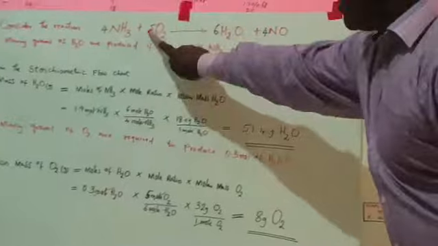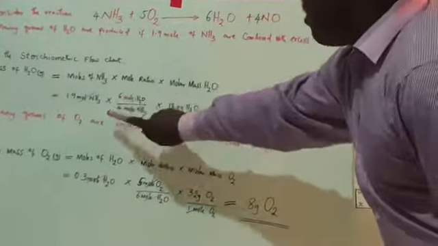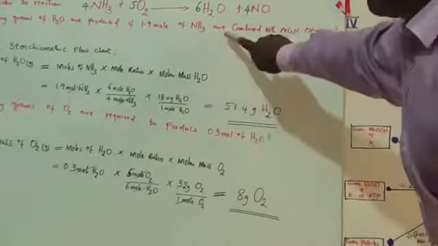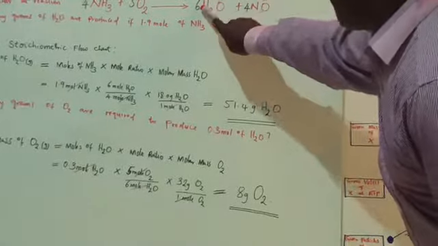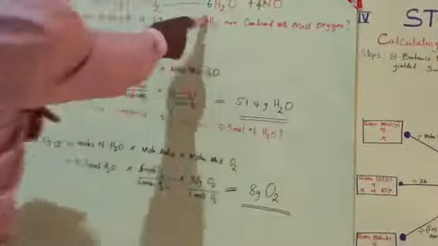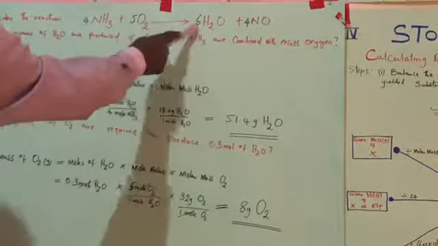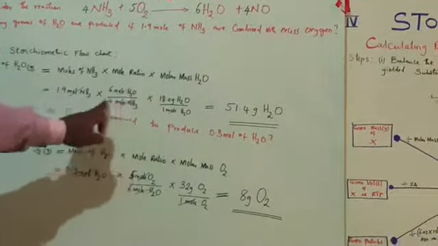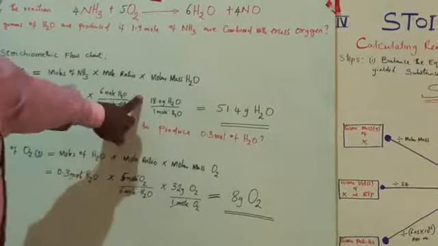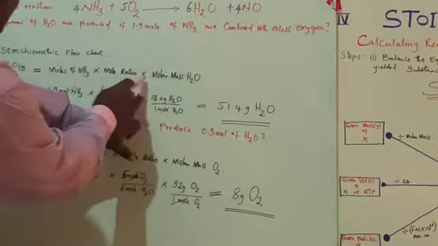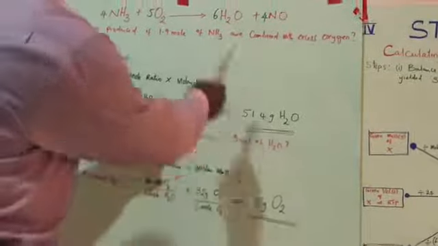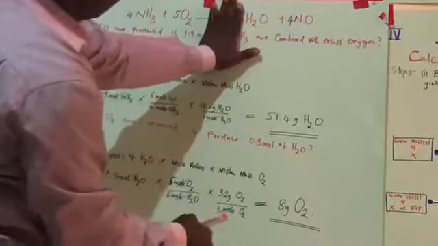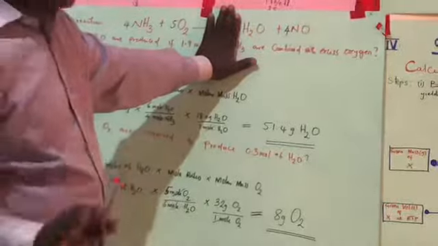The B here is 6, and the A is 4, so it is 6 all over 4, that is 6 of water and 4 of ammonia. Now, times what? We said the molar mass. The molar mass of water is what?